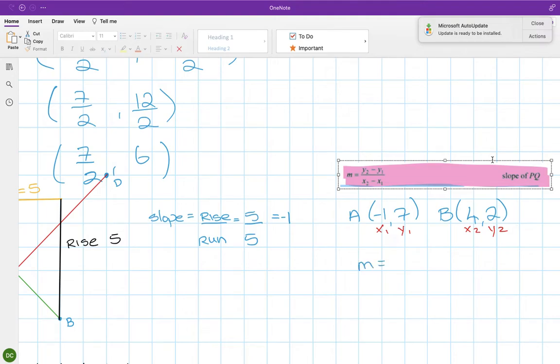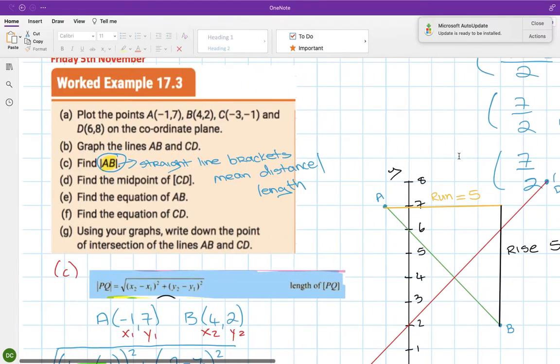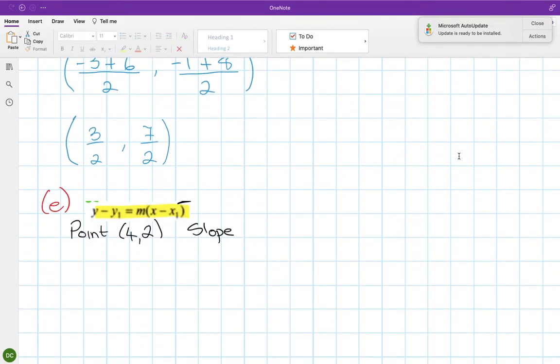So the formula starts with y2, which is 2. Then there's a minus in the formula. Y1 is 7 over. X2 is 4. There's a minus in the formula, and then -1. So that's -5 on top. These two minuses make a plus. So that's 4 plus 1, which is 5 on the bottom, and -5 over 5 is -1. Okay, so there it is using rise over run, and there it is using the formula. Either way, it's -1. Okay, so I'll go back down to my question.